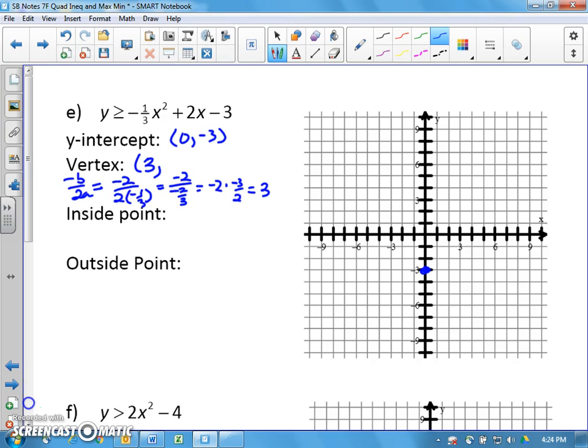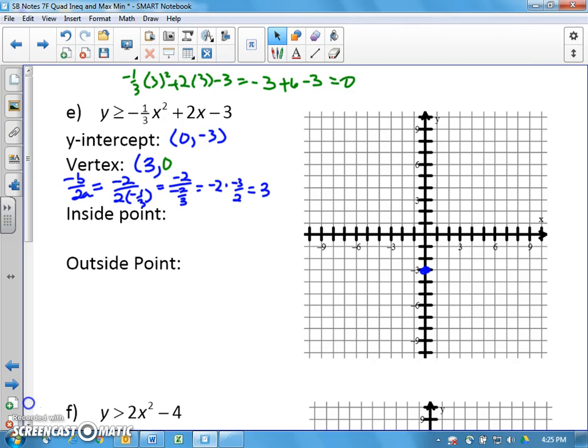To find the something, we just need to plug that in. So let's go do that. I'm kind of running out of room here because I'm writing big, but that's okay. If I plug in 3, I'm going to get negative 1/3 times 3 squared plus 2 times 3 minus 3. 3 squared is 9, so negative 1/3 times 9 would be negative 3, plus 6, minus 3. Well, what that comes out to is 0. So my vertex is the point (3, 0). Okay, so this is my vertex.